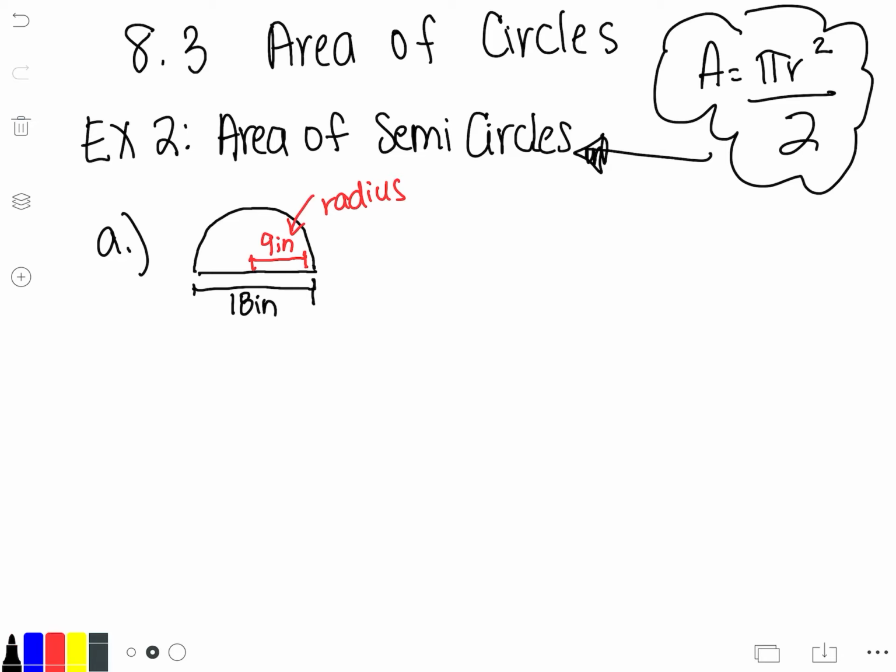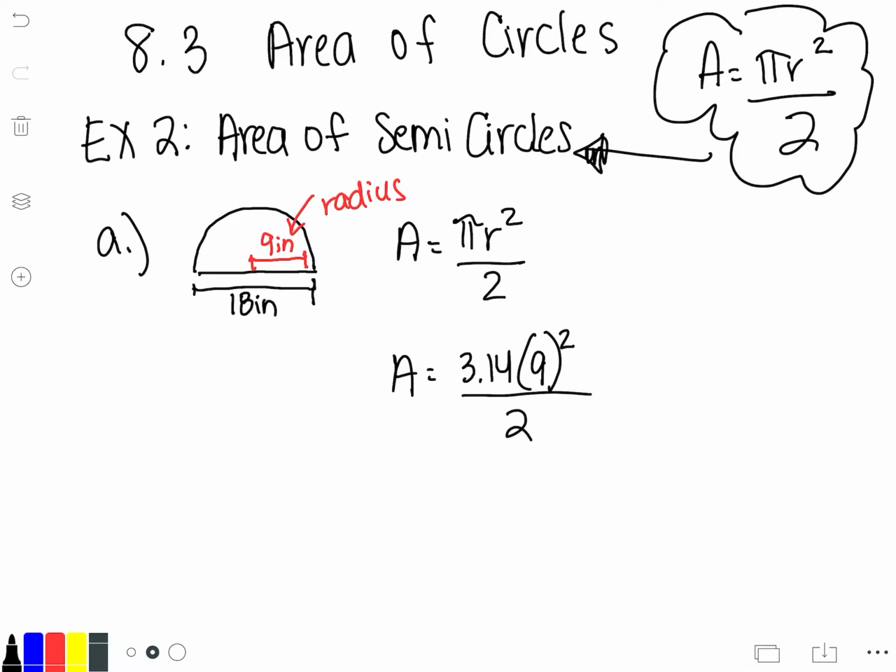And again, each time you do a problem, I suggest you copy down the formula. It's easier to memorize that way. So A equals pi r squared, and of course we're dividing by 2 because we have a semicircle. So we've got 3.14 for pi. Our radius is 9. Don't forget to square it. And then at the end, we're going to divide by 2.